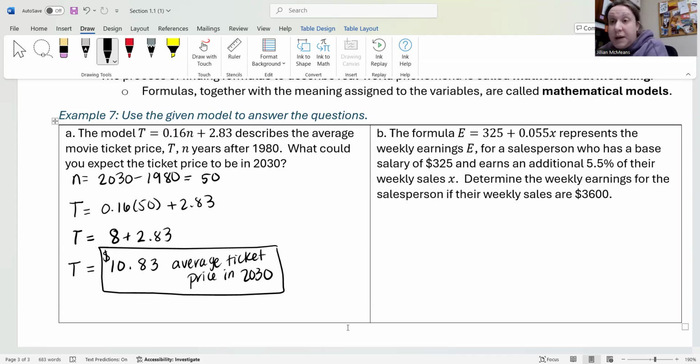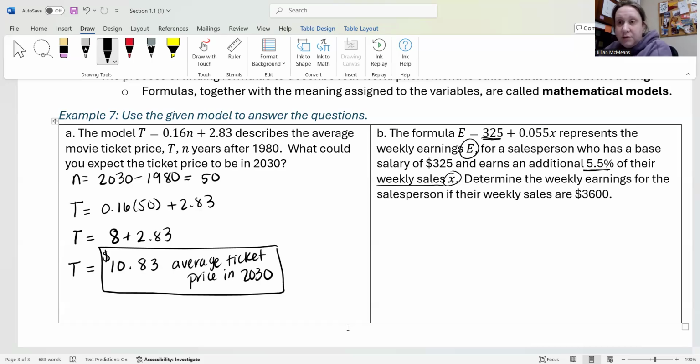All right, part B. So we have a brand new formula this time. It says the formula E equals 325 plus 0.055x represents the weekly earnings. So we know what E is. E is weekly earnings for a salesperson who has a base salary of 325. So this 325 means they're going to make 325 no matter what. That's their base salary, but they earn an additional 5.5% of their weekly sales, which would be X.